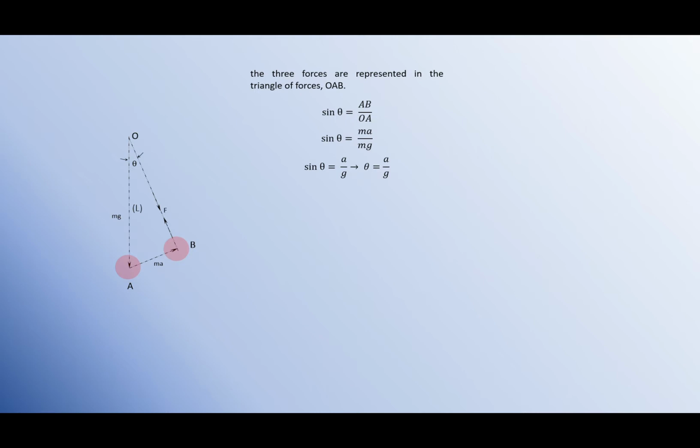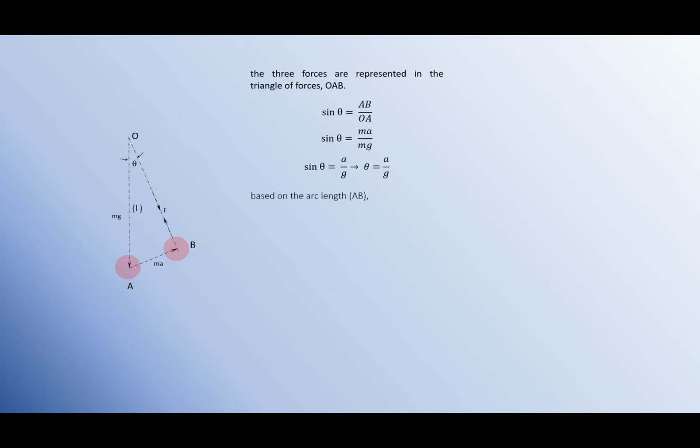If angle theta is negligible, that means a very small angle, sine theta can be written as equivalent to the angle theta only. So if angle theta is very small, you can take sine theta as equivalent to angle theta. So theta is equal to A over G. Remember, A is the acceleration of the bob, G is the acceleration due to gravity.